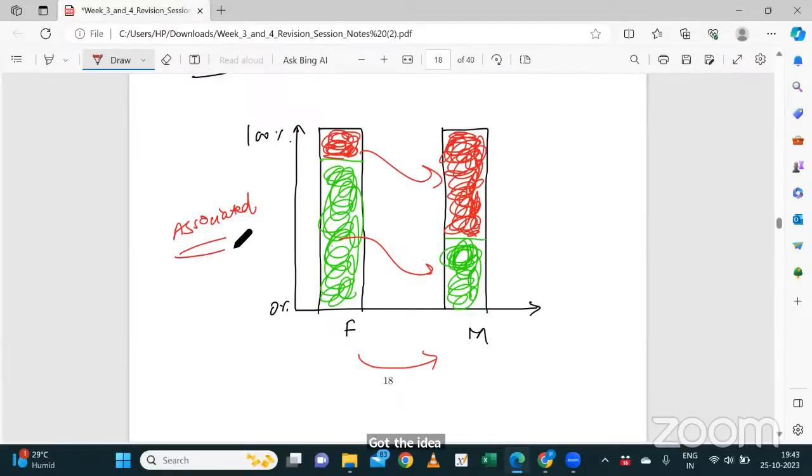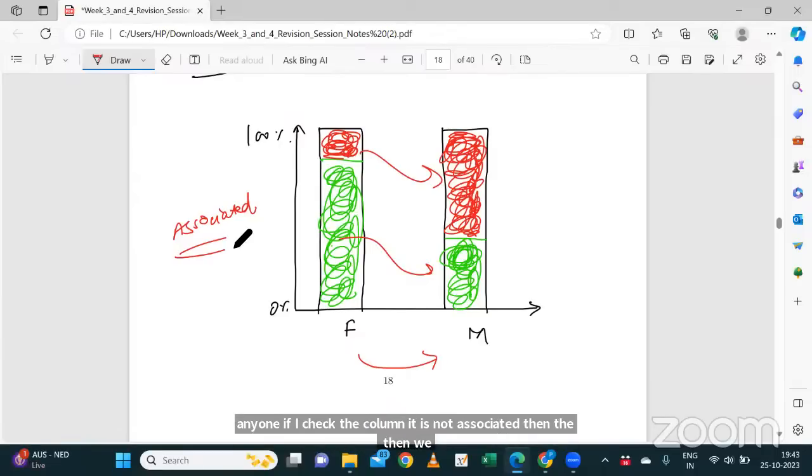Sir, we have to check the row relative frequency and the column relative frequency both? No, not both. Anyone. You can go with either one. If I check the column and it is not associated, then I don't need to check the row. Correct. Only one. Either you can go with the row relative frequency or the column relative frequency.